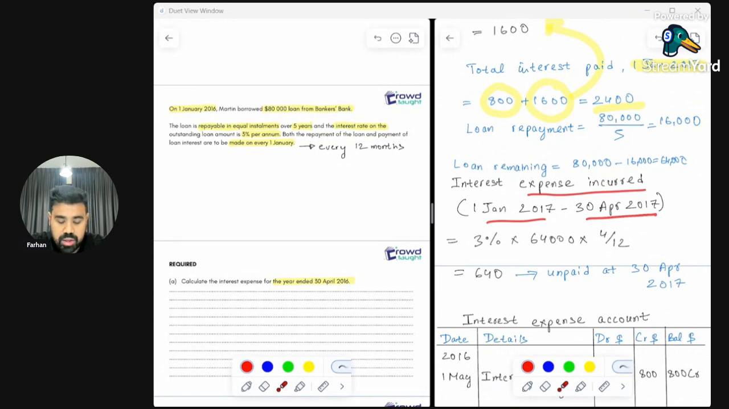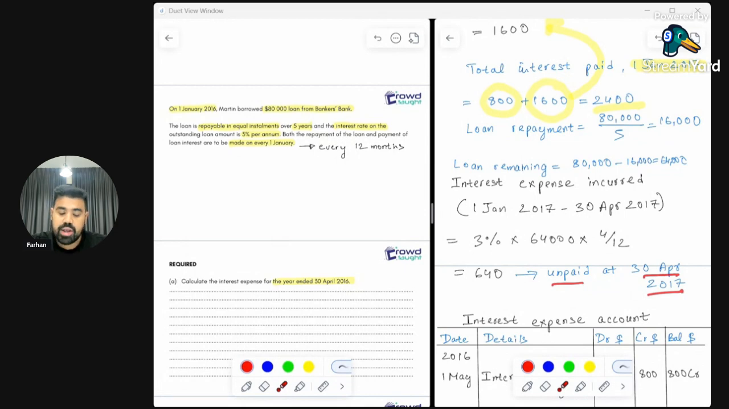And how do we calculate it? We use the annual rate of 3%, multiplied with the loan balance left at 1 January after the repayment, which is $64,000, and then multiply it further with 4 over 12, because we are calculating the interest for 4 months. That gives us an interest expense of $640. Now, this is unpaid at 30 April 2017, as the next repayment is going to be on 1 Jan 2018. Therefore, the $640 is going to be an accrued interest expense, which is a current liability, or interest expense payable, at the end of the financial year of 30 April 2017.